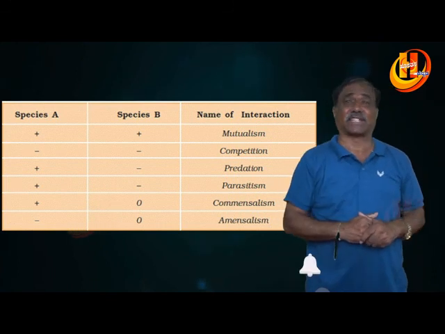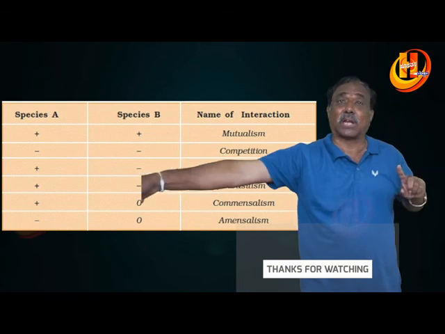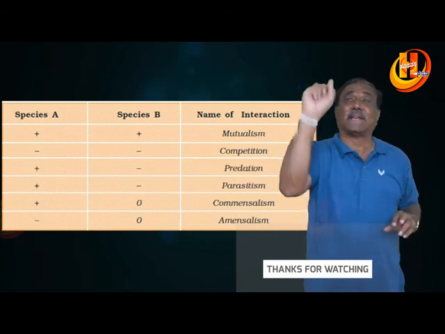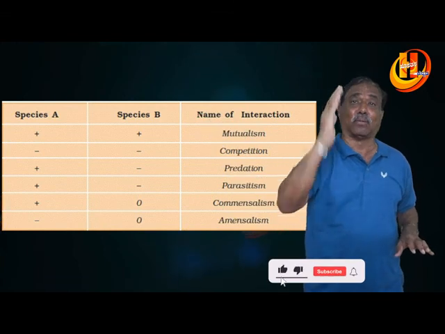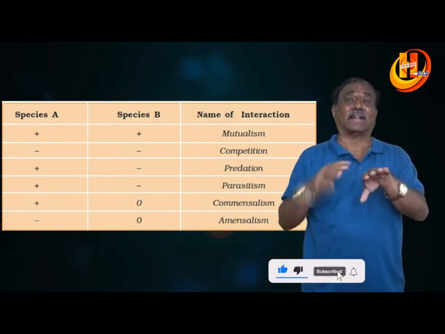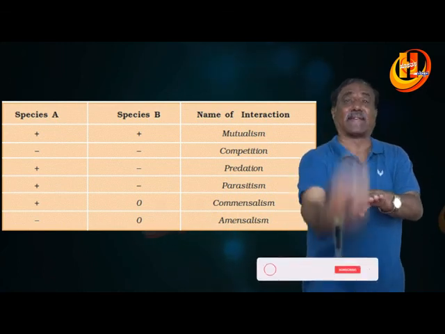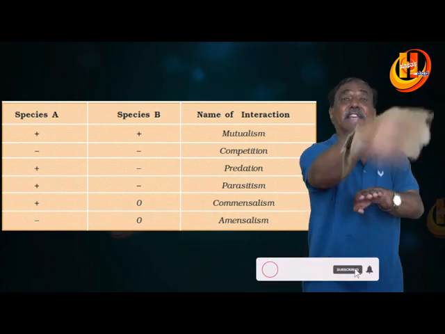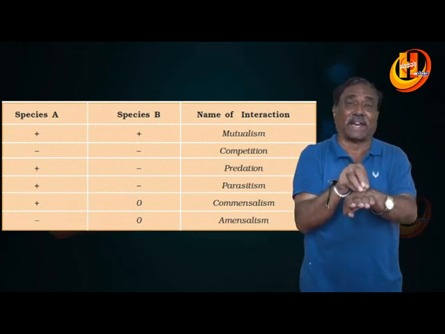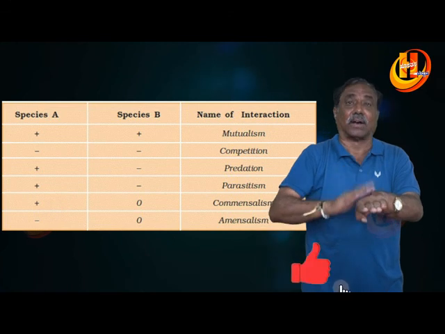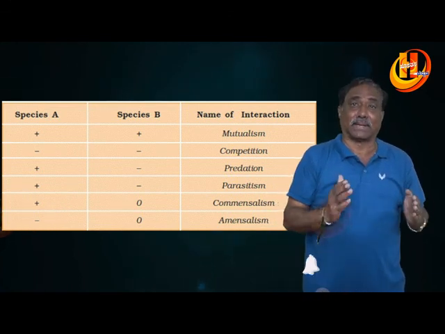Commensalism is a kind of interaction where one is benefited, the other one is not harmed. I will give you a simple code word, COWS. What are all the things given in the textbook? COWS. Number one, cattle. Egret birds take a ride on the cattle. As the cattle moves, the insects come out, and they feed on the insects. Thus, one is benefited without harming the cattle. That is one example for commensalism.